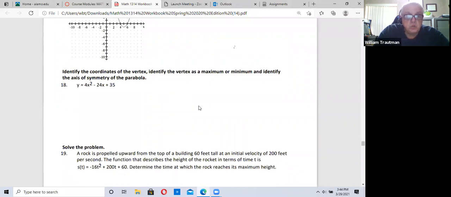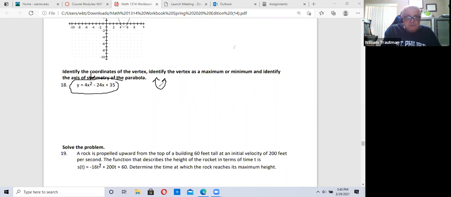Identify the coordinates of the vertex. Now, sometimes the question might say graph, and if they say graph this, the first thing you do is find the vertex. You know it's an x squared graph, so it's a parabola. The highest power is x squared. It's going to look like this. But then you need to find the vertex.